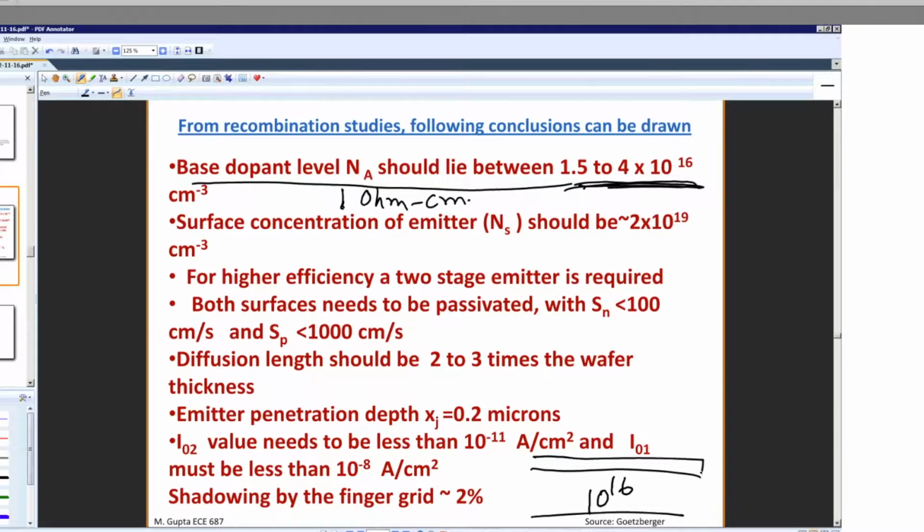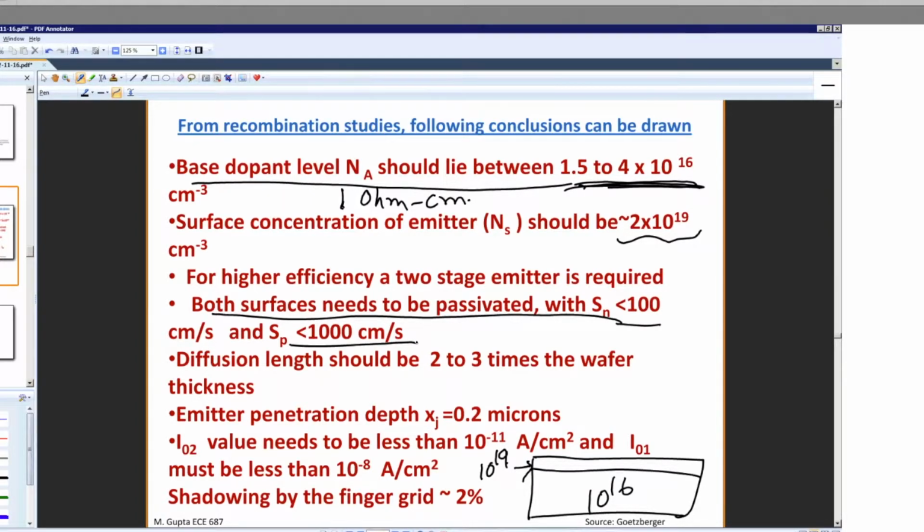What about the N layer? How much did we learn about that? That should be about 10 to the power 19 concentration. So you start with a wafer at 10 to the power 16, and you dope it with N-type dopant to the 10 to the power 19 level. And that will be the right recipe for getting a high efficiency solar cell. Then both surfaces need to be passivated in such a way that the surface recombination velocity is between 100 to 1000 centimeter per second. So now you need to passivate these surfaces with SiO2. So that's another thing we learned.